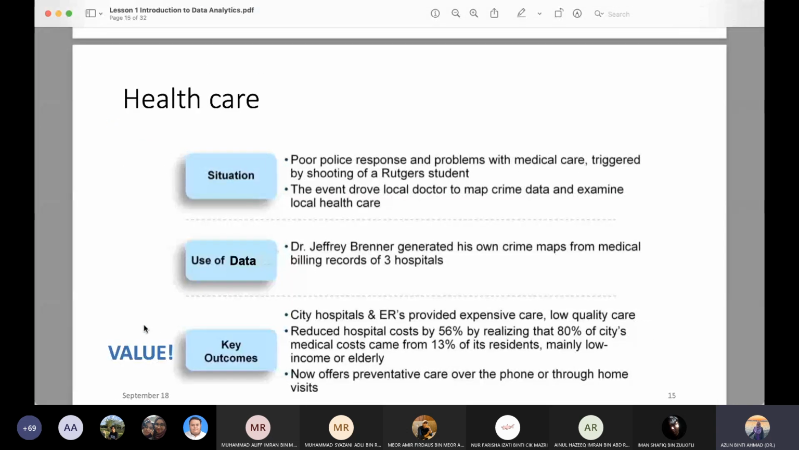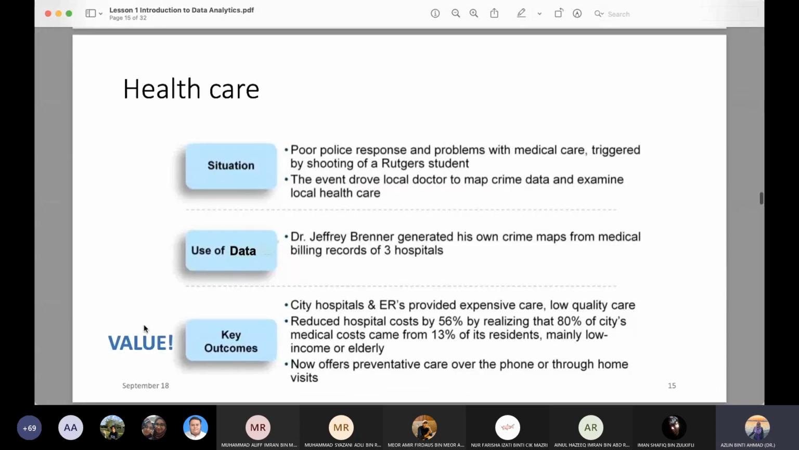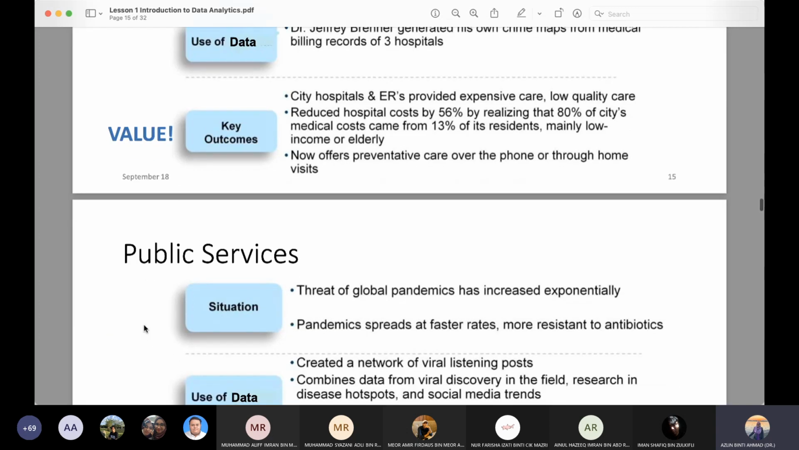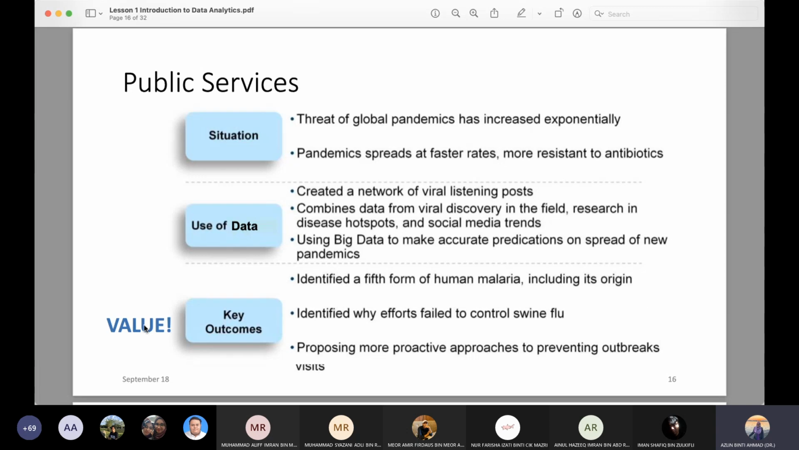Example lagi untuk healthcare, contoh macam COVID punya situation kan. Based on the numbers, there are lots of things that we can do. Okay, we can derive from the data, from the conclusion, from the findings of the data tu. Kita boleh guna untuk macam-macam purpose. Okay, for public service, we have the situation where we want to control or prevent the pandemics.